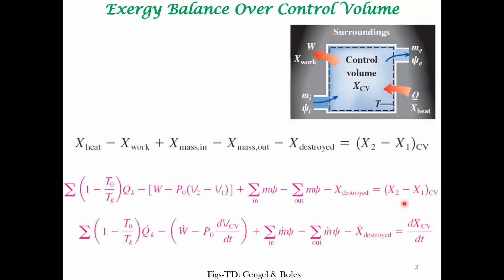We can also do this in terms of rate of exergy changes. So this is just the same set of formulas per unit time. Okay, so this is in fact more relevant for engineering systems, because many times we're interested in power production and so on.